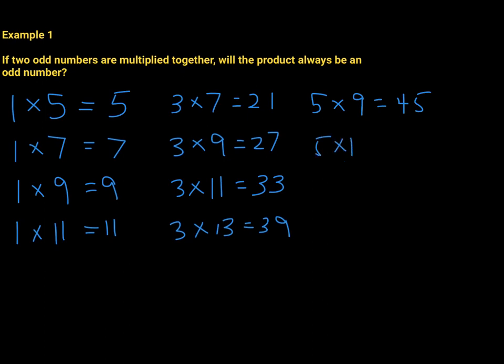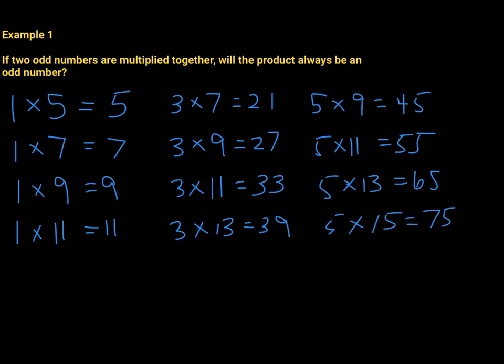5 times 11, the product is odd. 5 times 13, product is odd. 5 times 15, I'm getting more sloppy as we go. The product is odd. And so we can see, obviously there's infinitely many more examples we can pull, right? But looking at this data here, all the products are odd numbers. We chose odd numbers as factors, and the product every single time is odd.